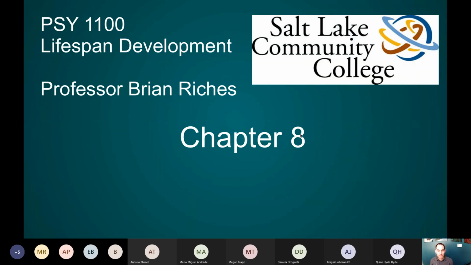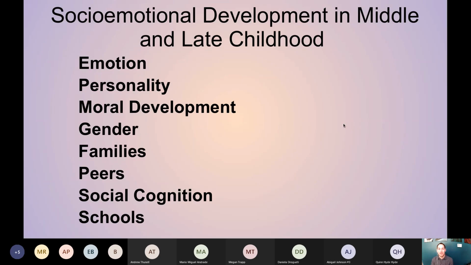All right, well, let's get into chapter 8. So we're still in middle and late childhood. And chapter 8 is on socio-emotional development. So we'll talk about emotions. We'll go into more depth in moral development.